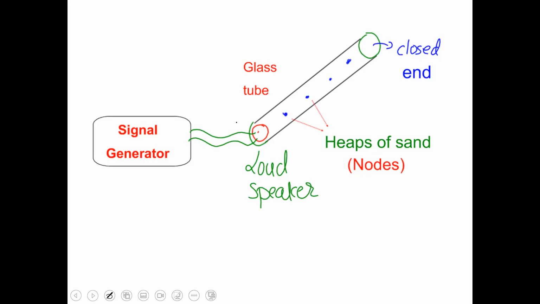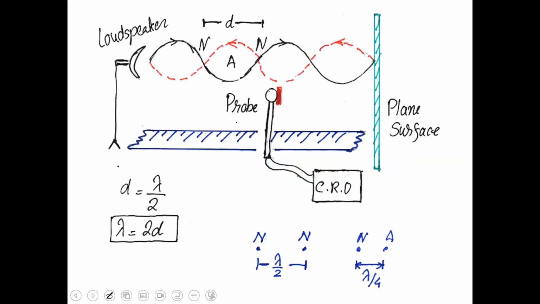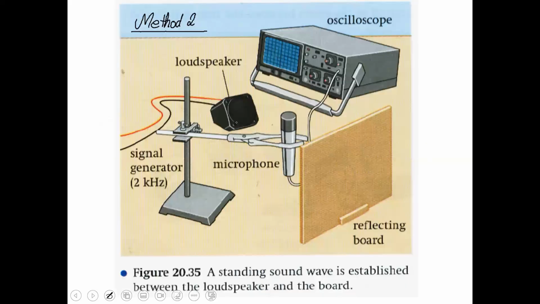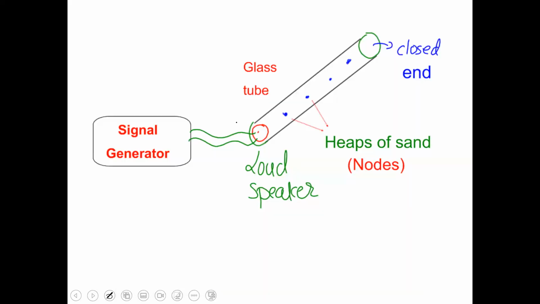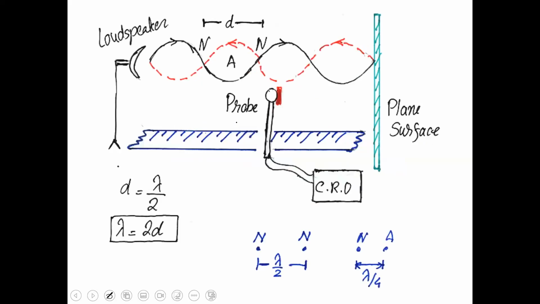Double that, you will get the wavelength. This is the second method, the CRO method. Now you have a loudspeaker connected with a signal generator, and the signal generator will produce a sound signal. It will be producing sound waves which reflect from the plane surface.